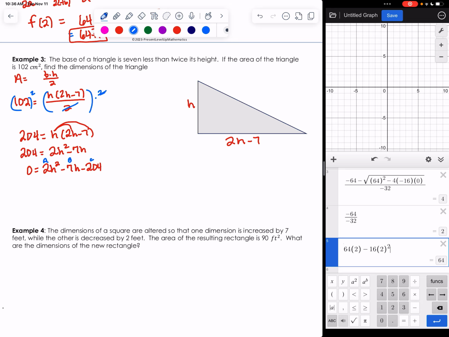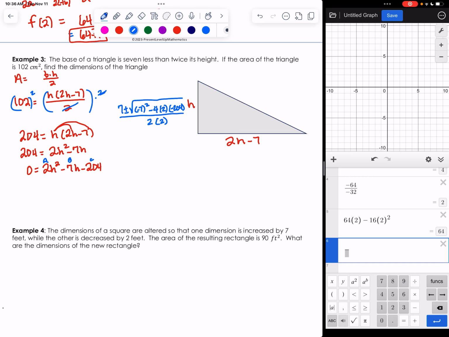All right, so we want the opposite of B, which would be the opposite of negative 7, which is positive 7, plus or minus the square root of negative 7 squared minus 4 times A, which is 2, times C, which is negative 204, all over 2 times 2. So let's put this in our calculator now.